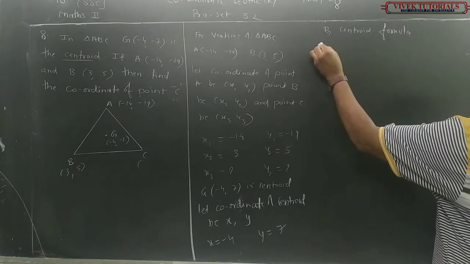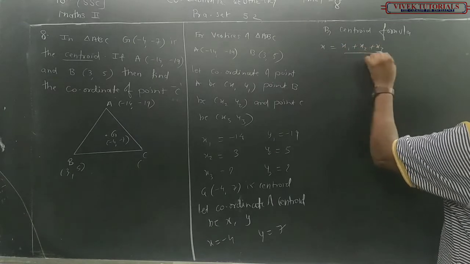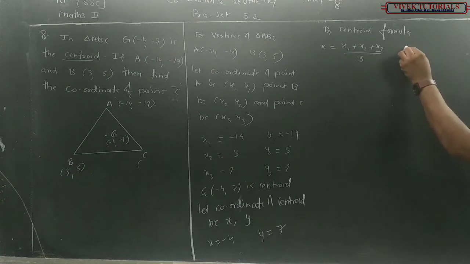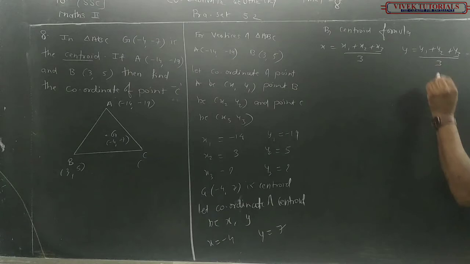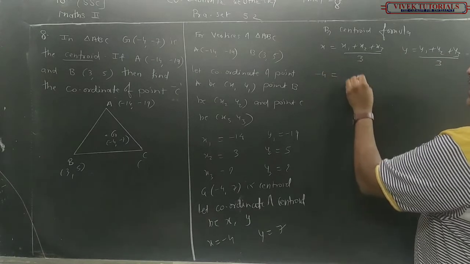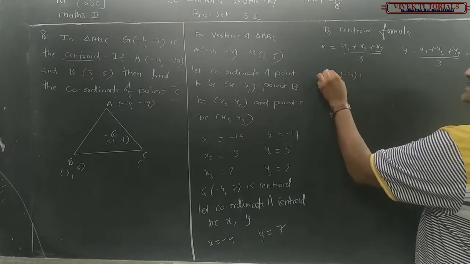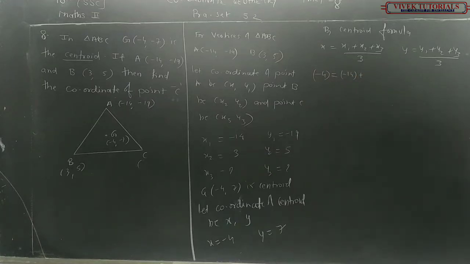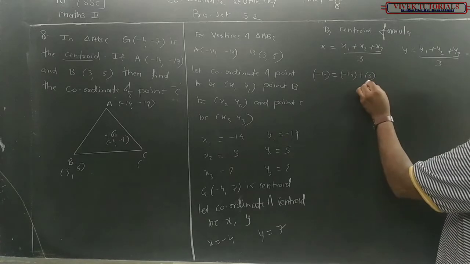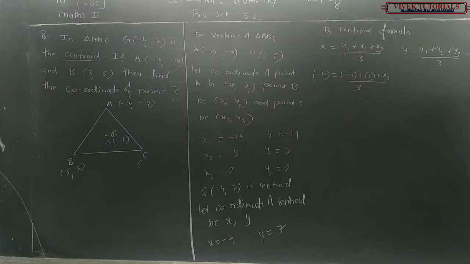What is that? X is equal to (x1 + x2 + x3) upon 3. Y is equal to (y1 + y2 + y3) upon 3. The value of x we have is -4. Then x1 is -14. Please place the values in brackets, it will be helpful, at least the negative values. 3 and x3 I don't know, upon 3.